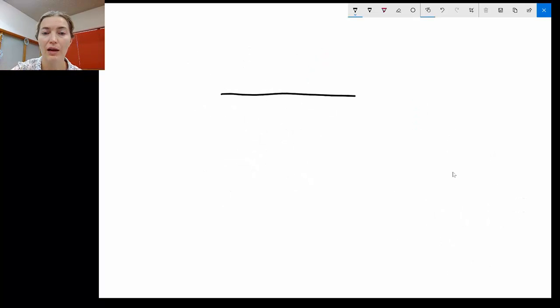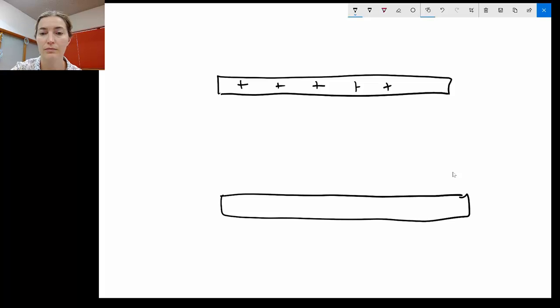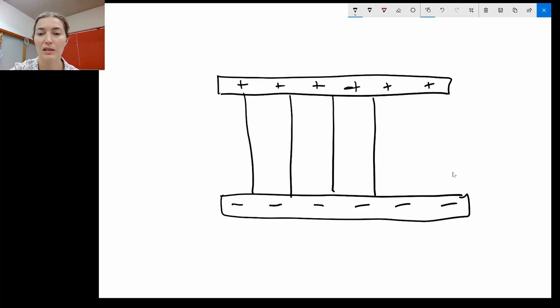What happens if we have a metal plate here, and a metal plate here? And this plate has a positive charge, evenly spaced, and this plate has a negative charge. Now we need to represent the electric field of force between these two plates. And so again, we would have some evenly spaced lines. We go right to the end of the plate.